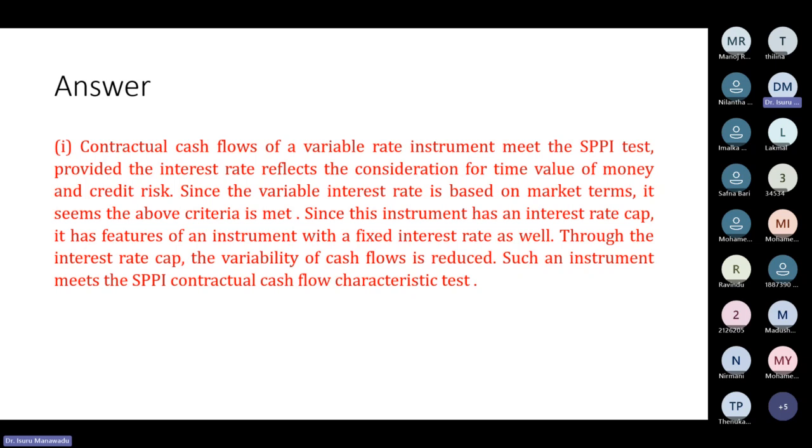If we are obtaining a fixed interest rate, or the effective interest rate is fluctuated, the cash flow should be different, right? Such an instrument meets the SPPI contractual cash flow characteristic test. The first scenario, they pass the SPPI test, the contractual cash flow characteristic test.